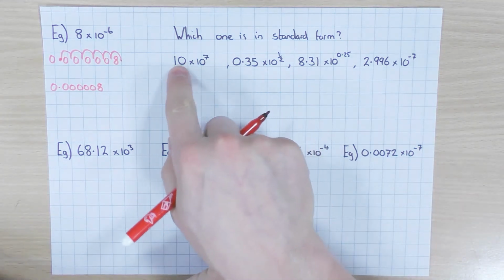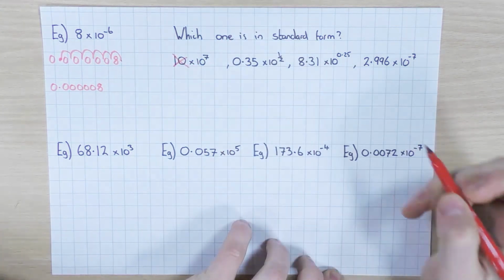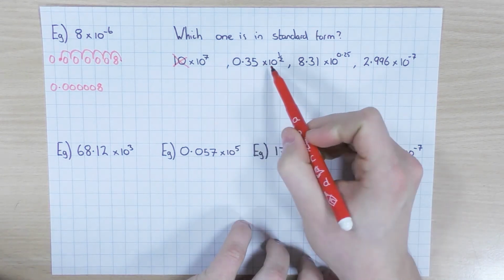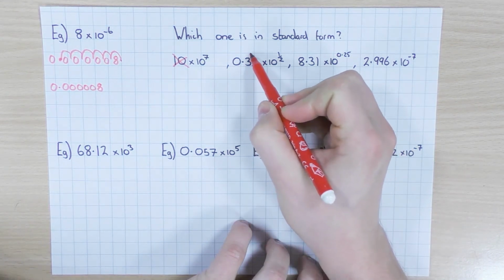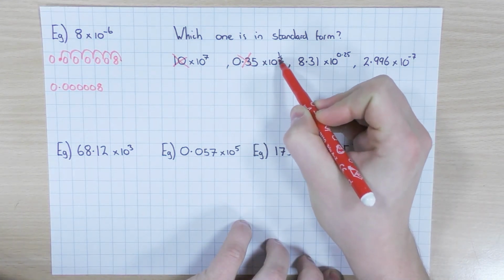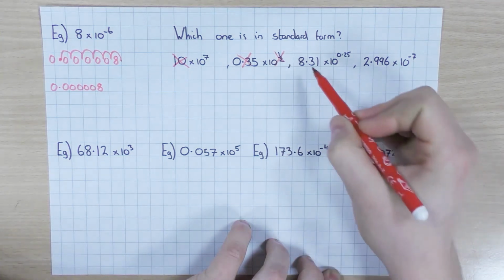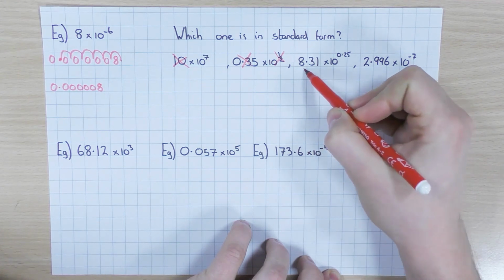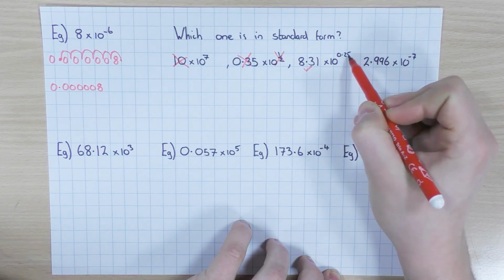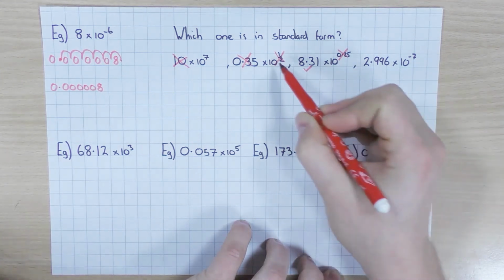So this one here, the number in the front needs to be a number between 1 and 10, but not 10. So that one isn't in standard form because that number is not between 1 and 10. This one here, same reason, 0.35, that is not between 1 and 10, but also the power of 10 here is a half, and remember it needs to be an integer, a whole number, so again, that's wrong as well. This one here, 8.31, that is between 1 and 10, so that's not a problem, but again, the power needs to be an integer, and here it's a decimal. So even though it's a decimal and that's a fraction, it's still not a whole number, so it doesn't count.